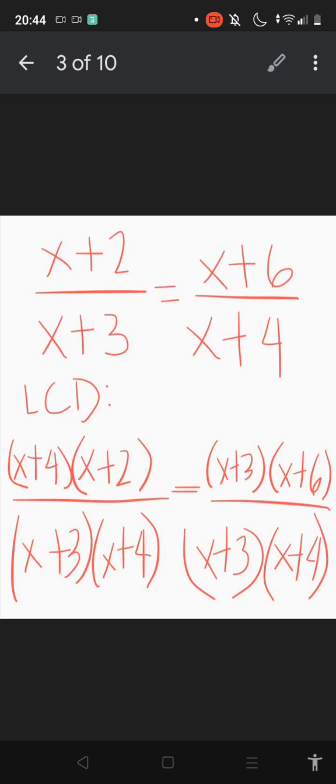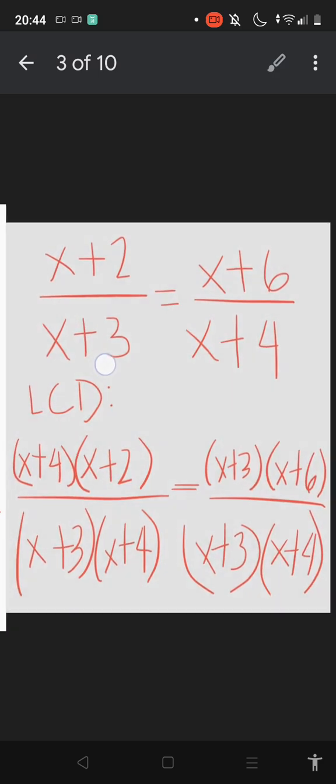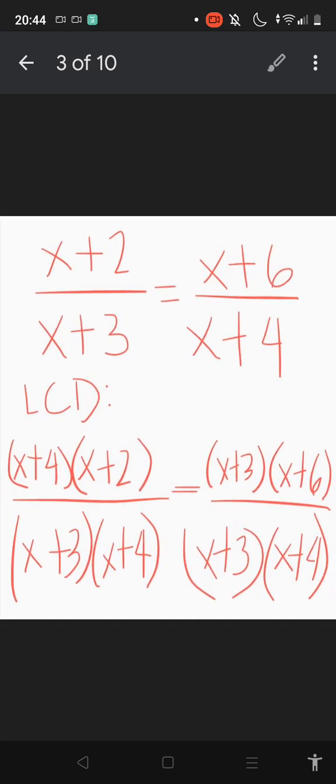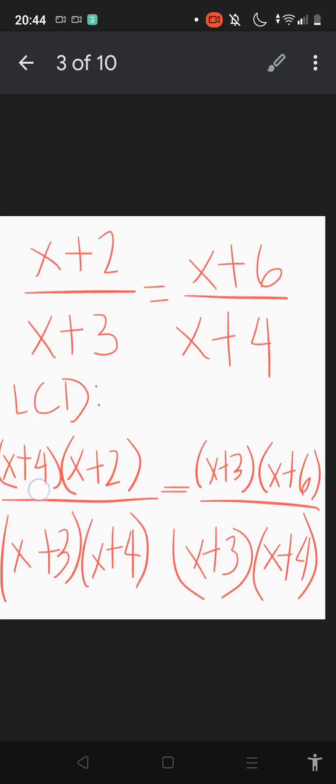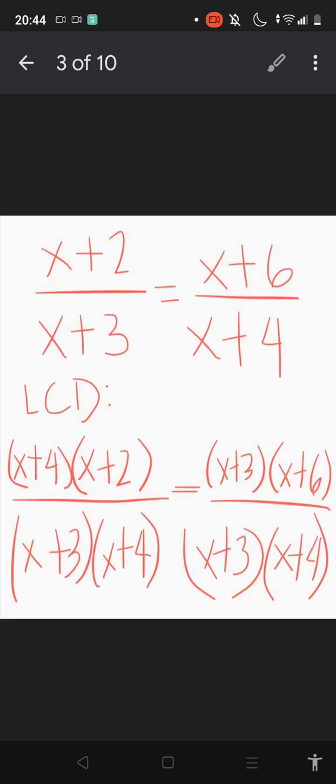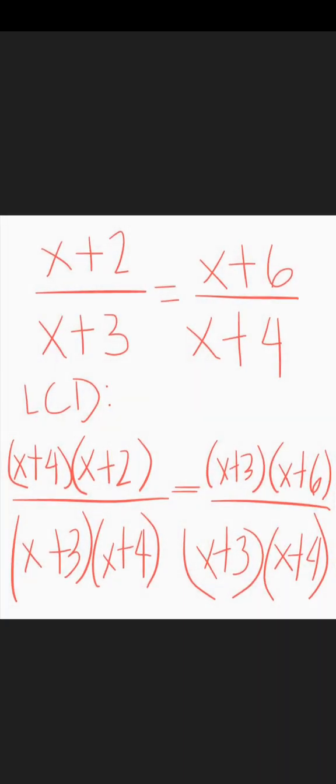So the next thing we have to do is divide the first denominator into the new denominator, which is (x plus 3) divided by (x plus 3)(x plus 4). The x plus 3 will get cancelled and the answer will be x plus 4, and we'll put it here and then copy the numerator. On the other side of the equal sign, we'll do the same, wherein (x plus 4) divided by (x plus 3)(x plus 4), the x plus 4 will be cancelled out. So the answer is x plus 3. Now we're going to copy the x plus 6 as the numerator.